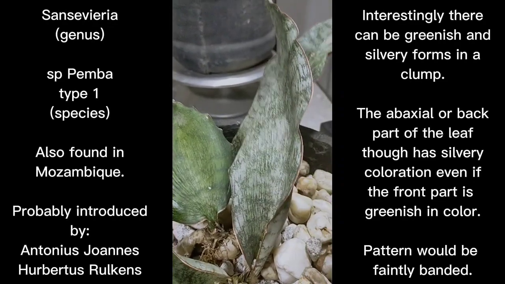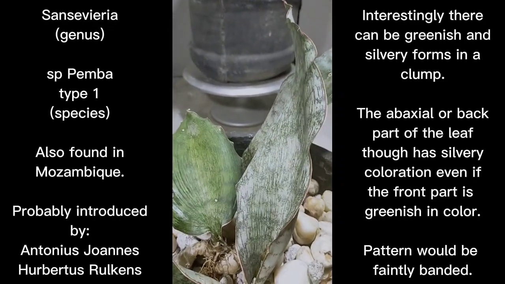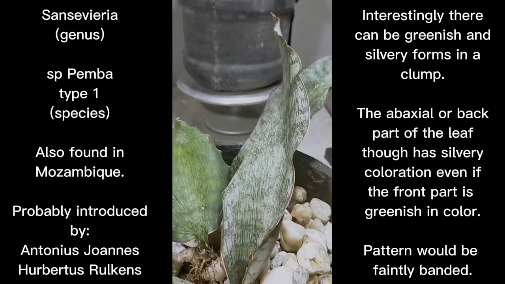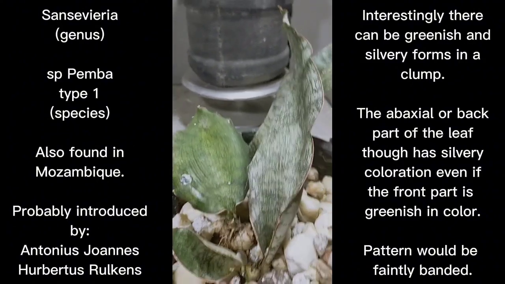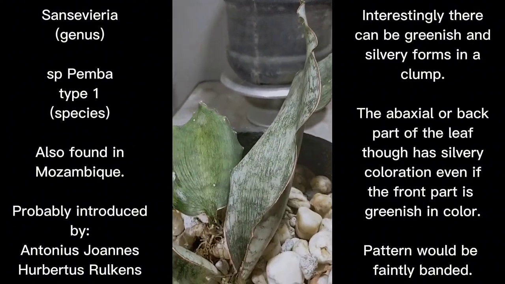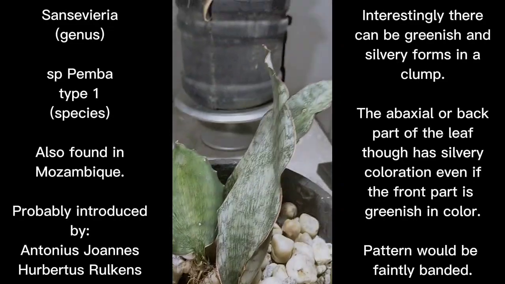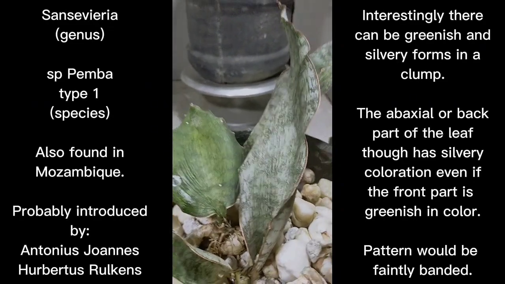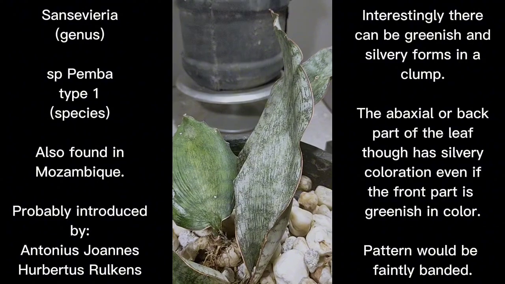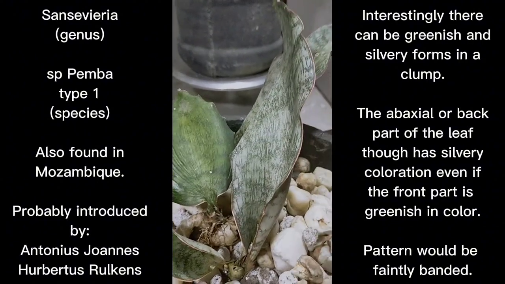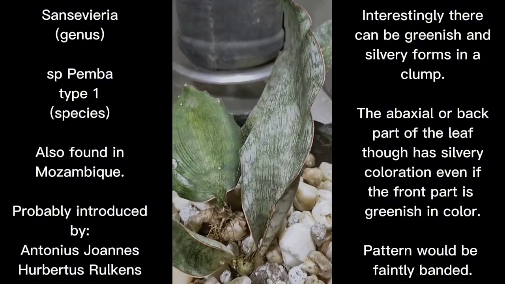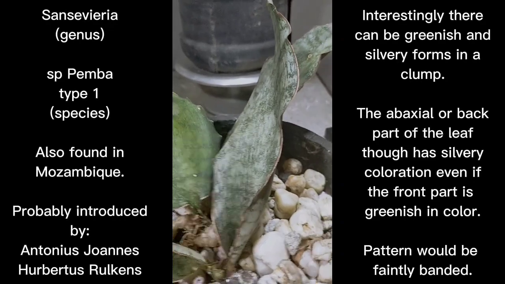So that's one tip that I can give you that was also taught to me by my good friend Fifi. So always check the back part of your Pemba so that you would know what Pemba type you have, in case you're able to acquire Pemba species of Sansevieria. Like I said, they're very beautiful. They're one of my favorite Sansevierias.